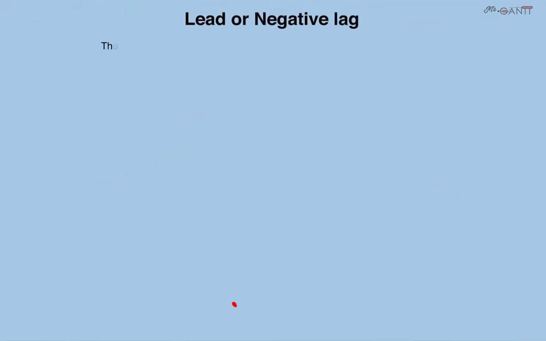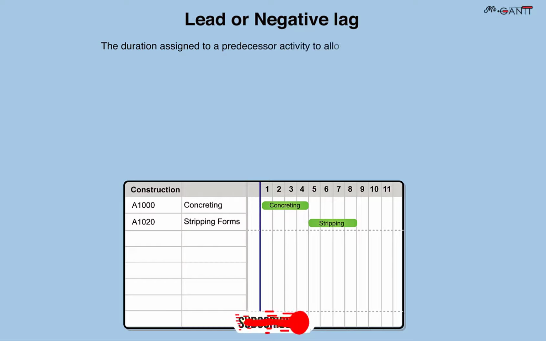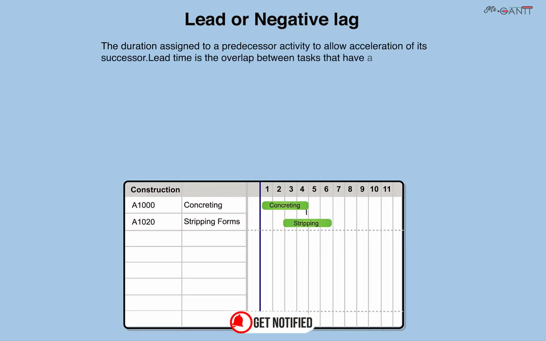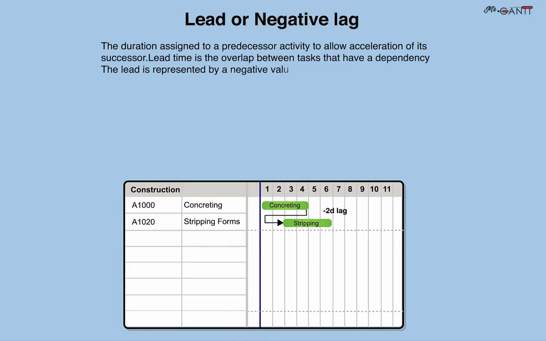Lead, or negative lag. The duration assigned to a predecessor activity to allow acceleration of its successor. Lead time is the overlap between tasks that have a dependency. The lead is represented by a negative value. This concludes our lesson.